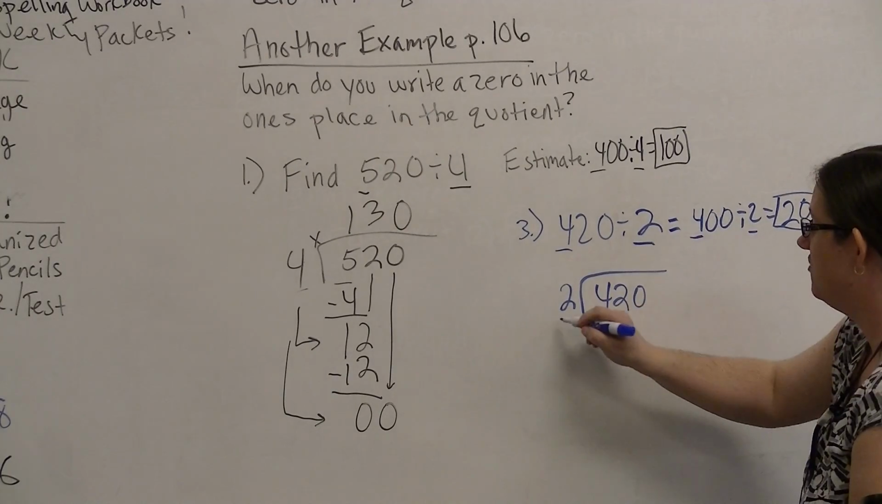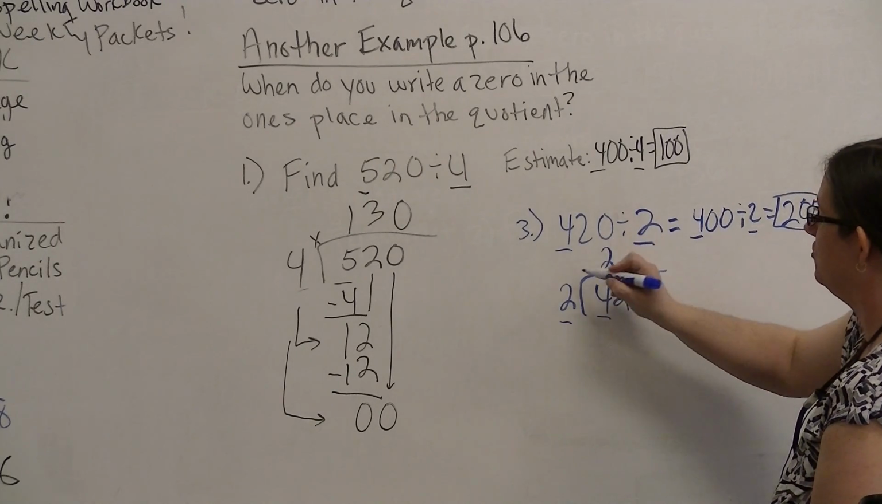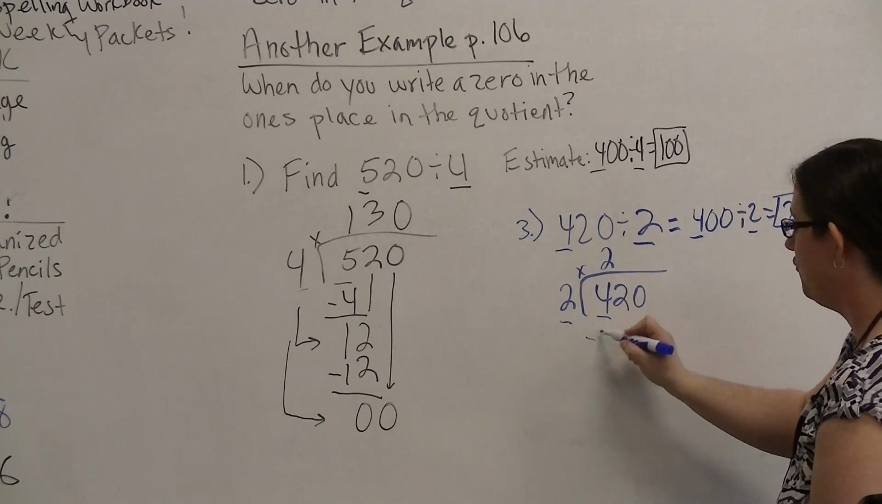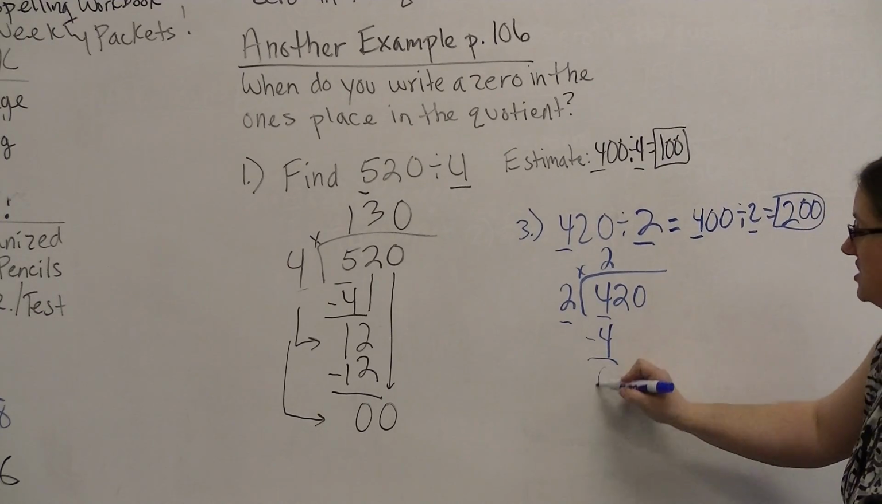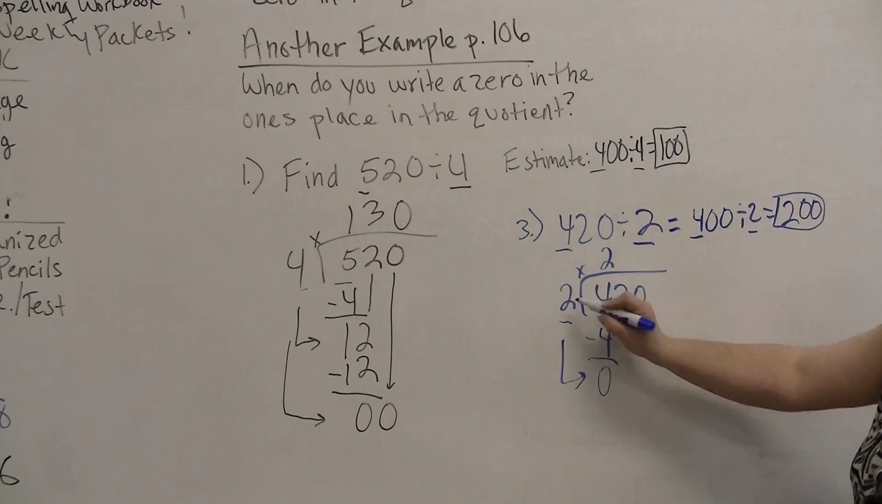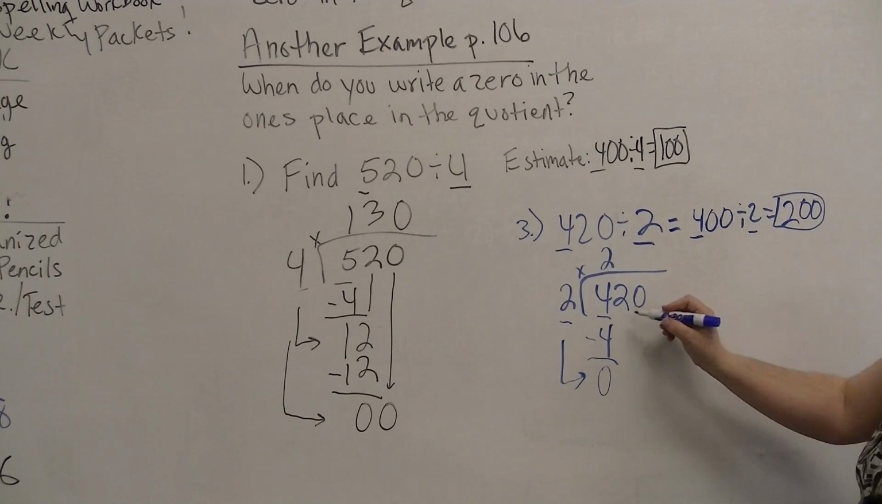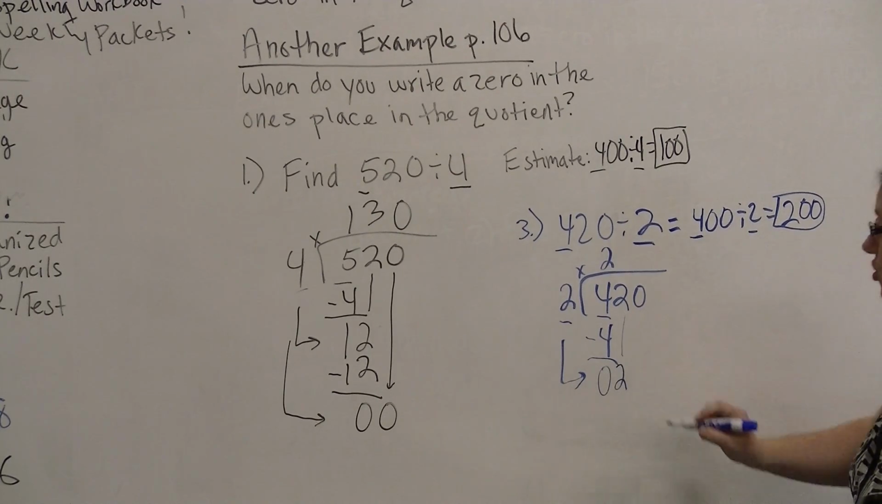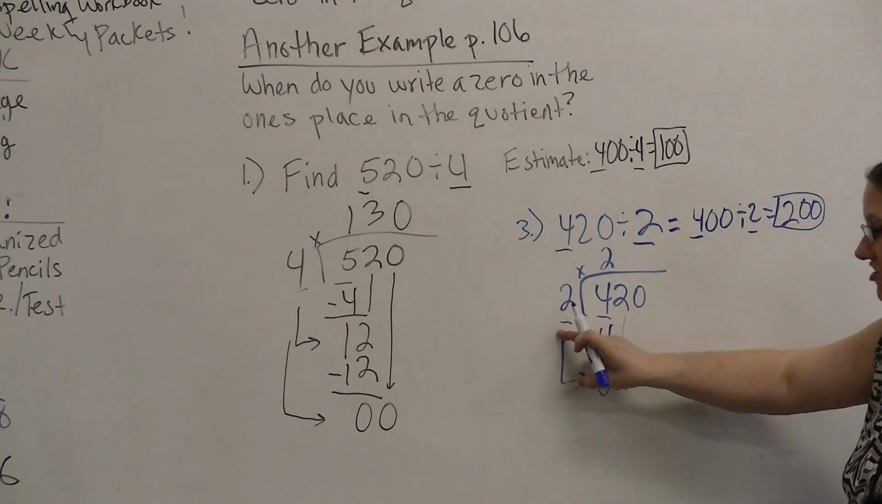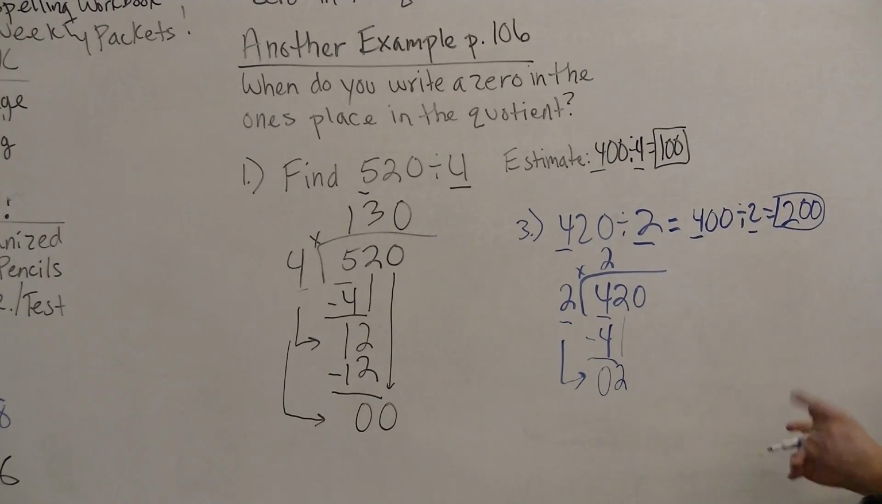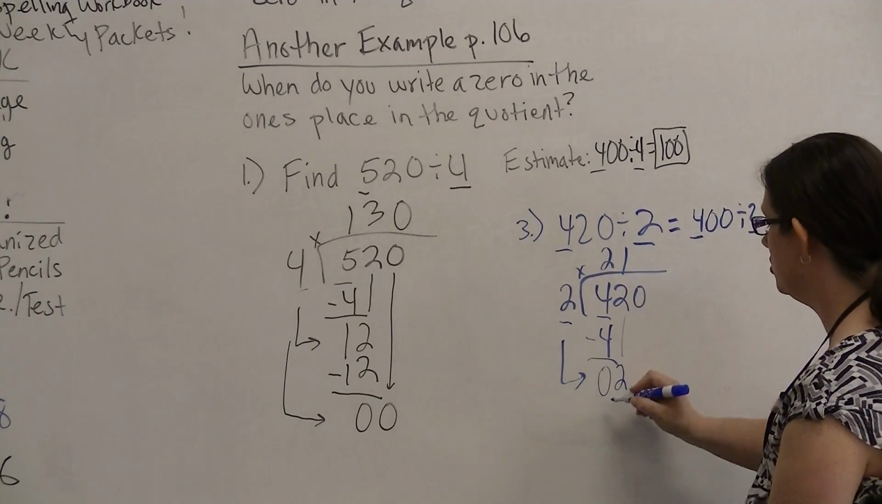What is 4 divided by 2? That is 2. Now we multiply. 2 times 2 is 4. 4 minus 4 is 0. Can I do 0 divided by 2? No, we can't, so we bring down our next number, 2. Can I do 2 divided by 2? Yes, we can. How many times? Once. 1 times 2 is 2.